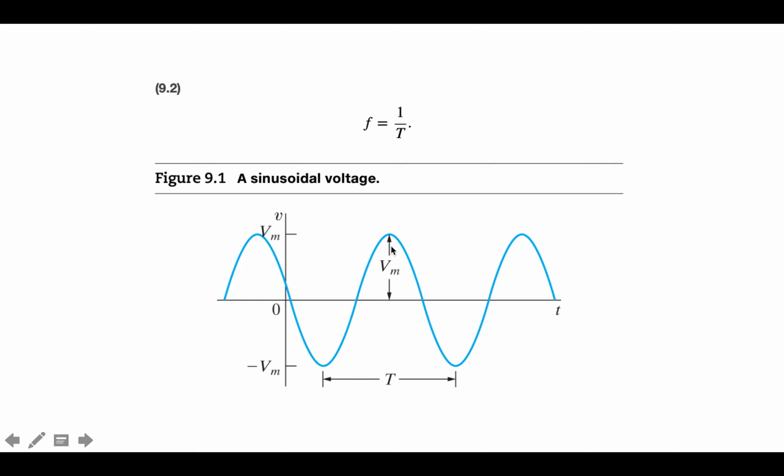V sub m is referred to as the magnitude. It is the maximum value, and negative V sub m is the minimum value. So the magnitude is not peak to peak, which would be 2 Vm. It's actually from 0 to the maximum displacement of the sinusoidal voltage. And by the way, we did say we were working with cosine functions, but we refer to them as sinusoidal voltages. The term sinusoidal is inclusive of both sine and cosine variation with respect to time. So sinusoidal does not mean the sine function.